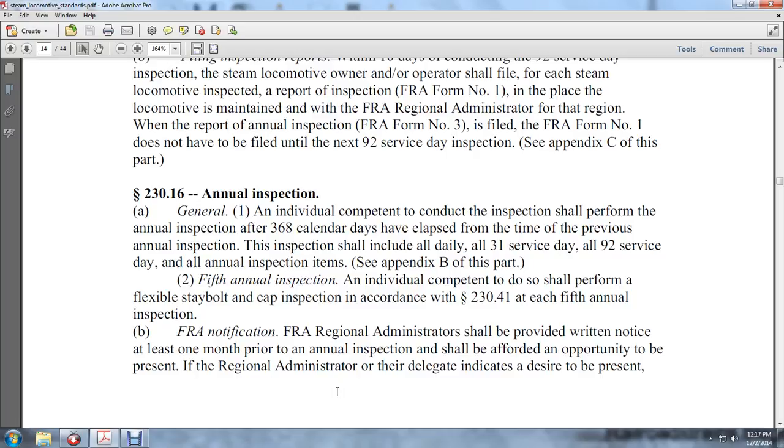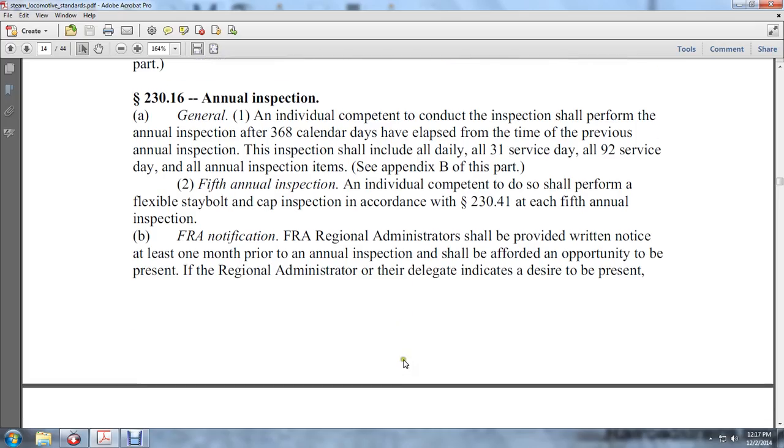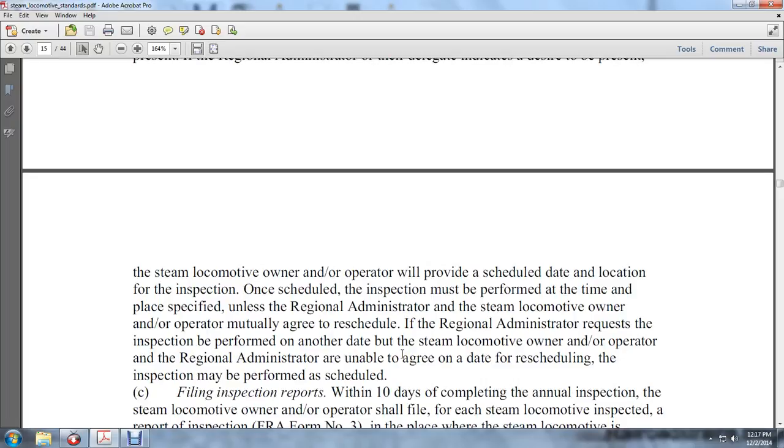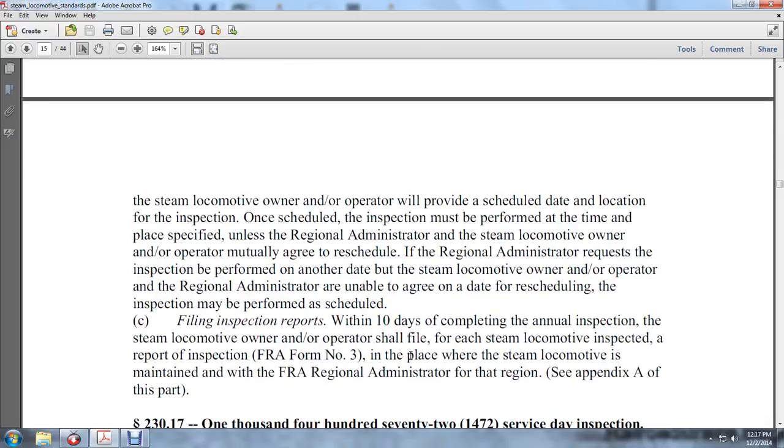If the regional administrator or the delegate indicates the desire to be present, the steam locomotive owner and operator will provide the scheduled date and location for the inspection. The scheduled inspection must be performed at the time and place specified by the regional administrator unless the steam locomotive owner or operator and the regional administrator mutually agree to reschedule. If the regional administrator requests the inspection be performed on another date and the steam locomotive owner or operator and the regional administrator are unable to agree on a date for rescheduling, the inspection may be performed as scheduled.